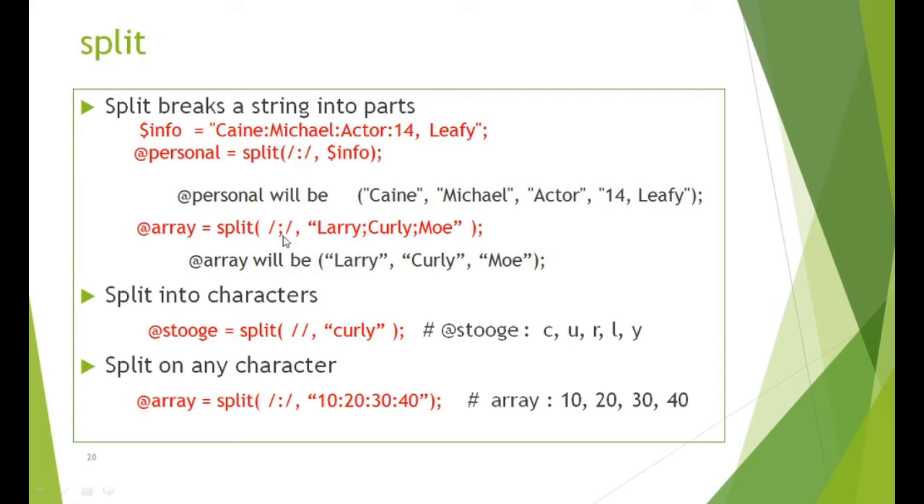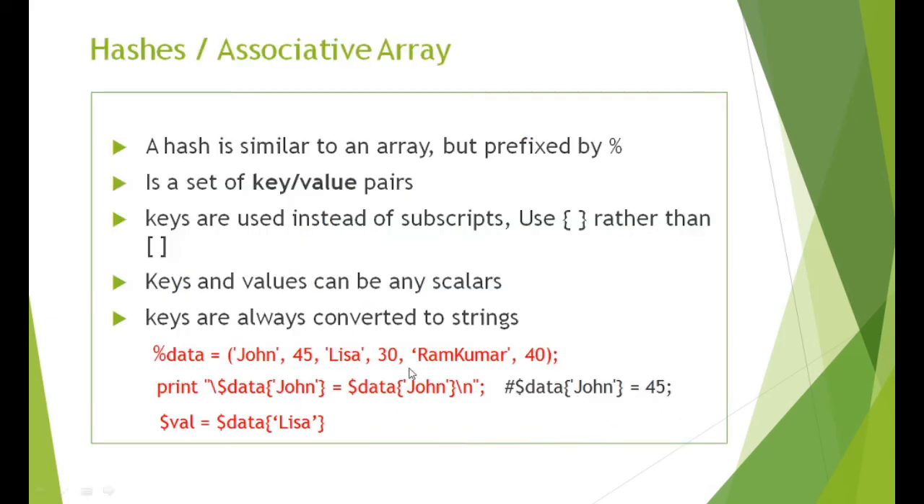Instead of colon, I can also specify a semicolon. Here Larry, Curly, Mo all separated by a semicolon. In that case, first element will have Larry, next will be Curly and Mo. You can also split into characters. If I have not specified anything here, automatically this will be split into characters and will be stored in that array. Here you can see the 10, 20, 30, 40. I'm just splitting it on colon. So you get an array with these 4 values.